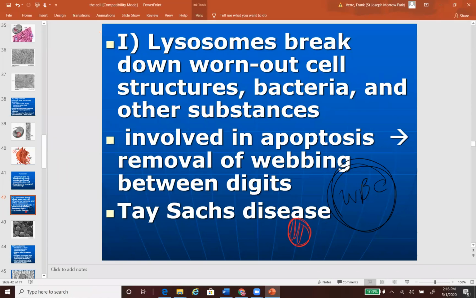The lysosomes are also involved in a process called cell suicide, or apoptosis. So this is when, and this is an interesting thing that happens when you develop.